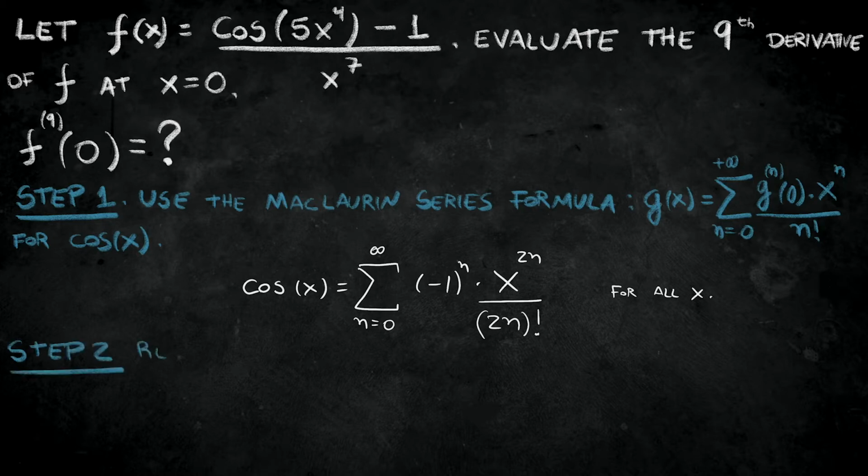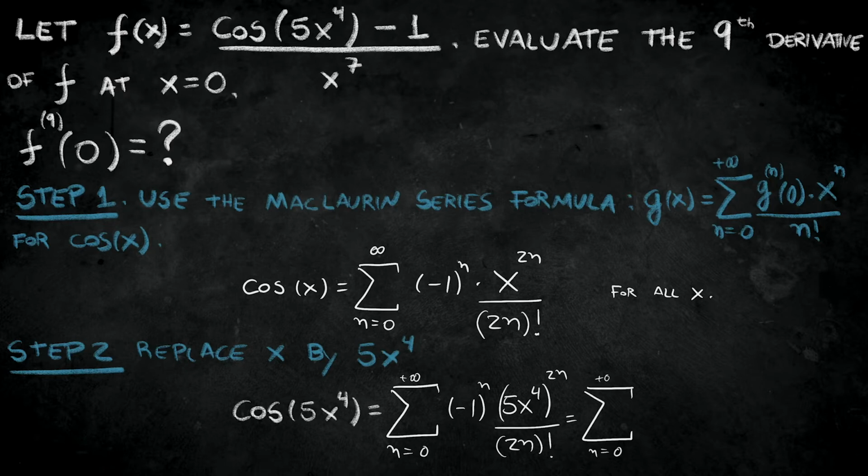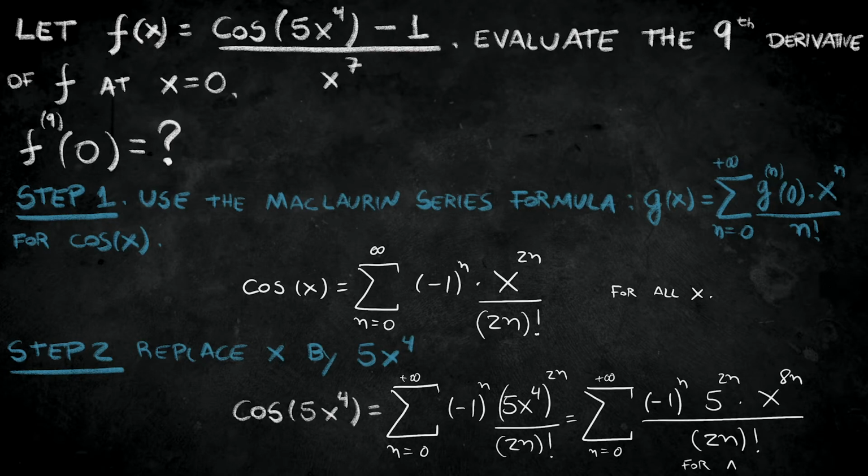Step 2. Let's replace x by 5x to the fourth. Replacing that, we're going to have the series from n equals 0 to positive infinity of minus 1 to the power n, 5 to the power 2n, x to the power 8n over 2n factorial. Still for all x.